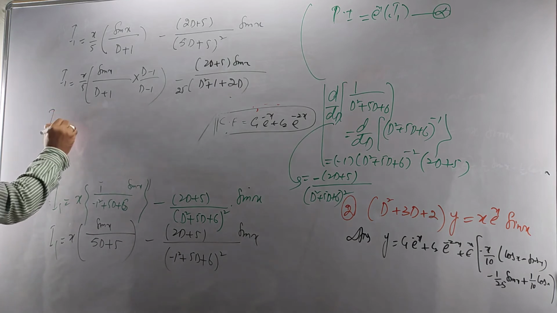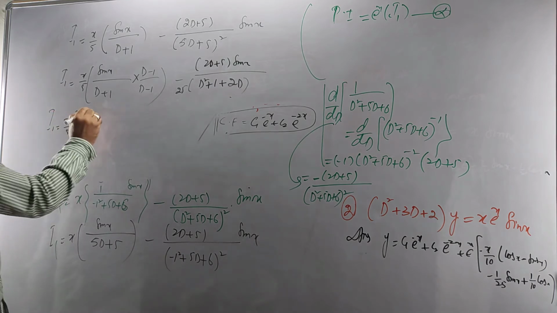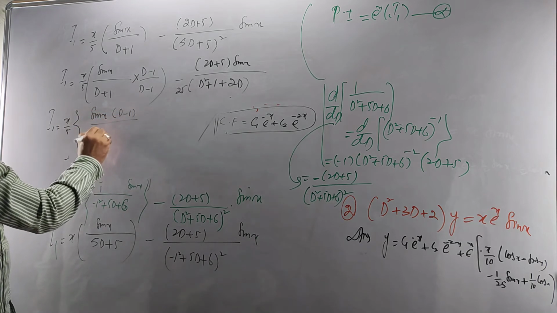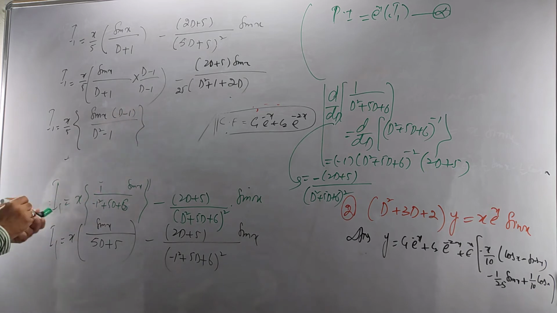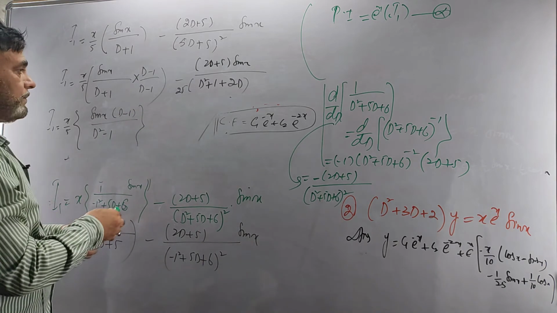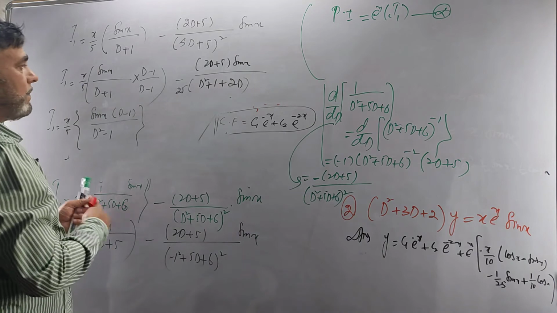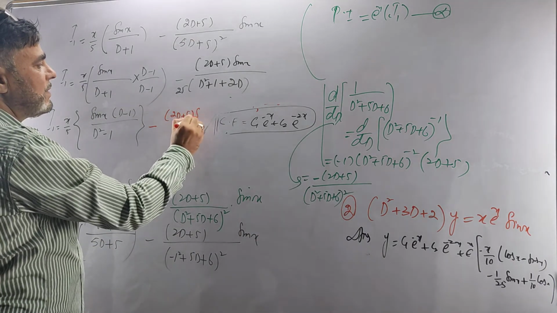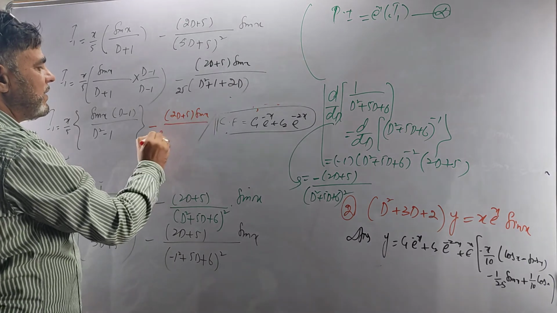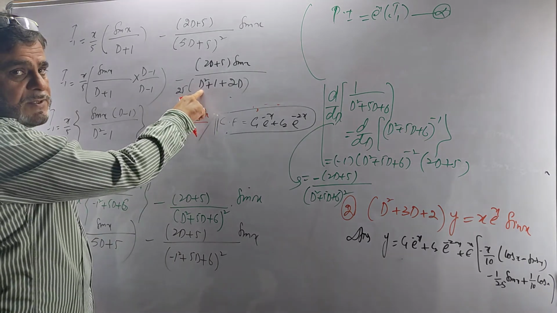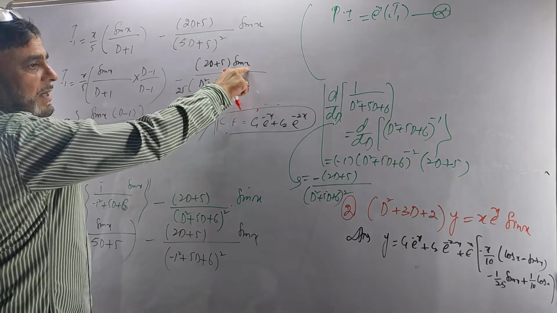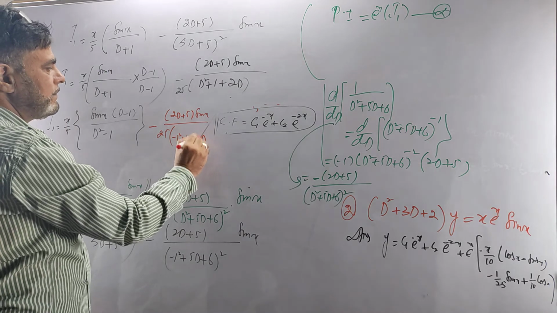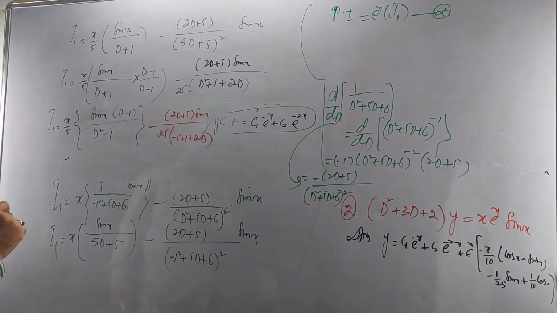Well, this is I1 is x by 5, sine x, d minus 1, then it is d square minus 1 here. Just look here what is here. This is your minus 2d plus 5 sine x by 25. We have to replace this d square by minus 1 square, coefficient of x in the angle. It is minus 1 square plus 1 plus 2d.